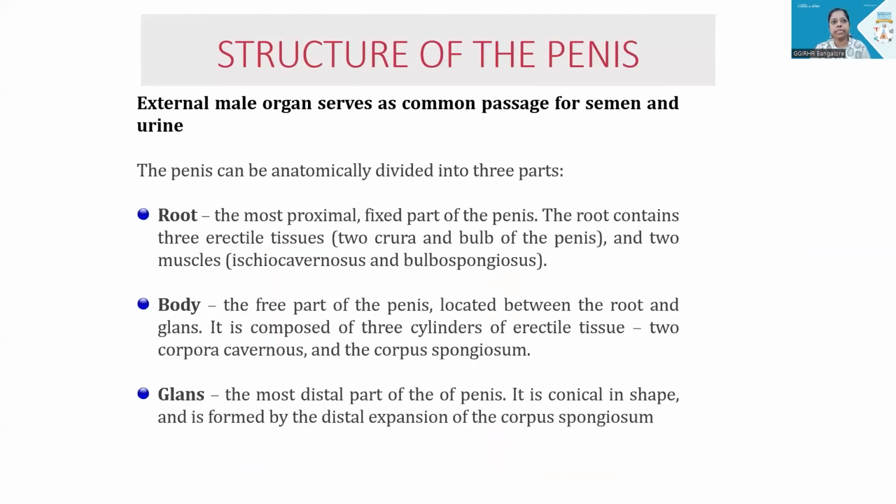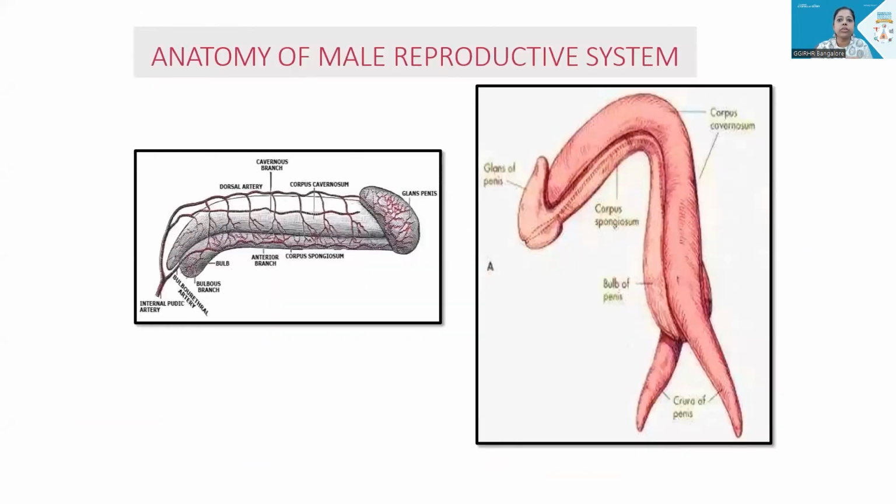Coming to the structure of the penis, it has a root, body, and glans. The root is the most proximal fixed part of the penis. It contains 3 erectile tissues, 2 crura and the bulb of the penis, and 2 muscles, that is ischiocavernosus and bulbospongiosus. The body, the free part of the penis, is located between the root and the glans. The glans, the most distal part of the penis, is conical in shape and is formed by the distal expansion of the corpus spongiosum. We can see the crura of the penis on the right side of the picture, that is the root, and the bulb of the penis, corpus spongiosum and corpus cavernosum.